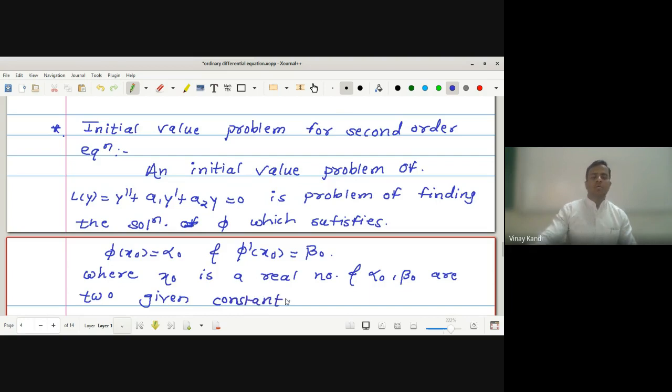Okay, what is the initial value problem? Look here carefully. You are given L of y, a second order homogeneous linear differential equation. Why is this problem called an initial value problem? Because you are given the initial values. This x naught is your initial point, the initial point of the given interval.